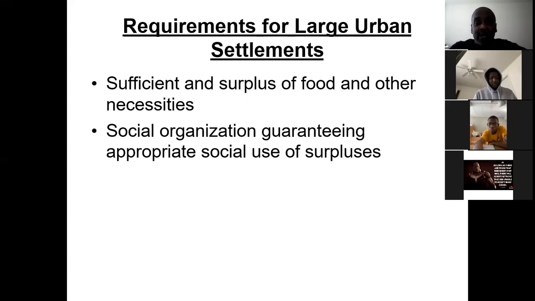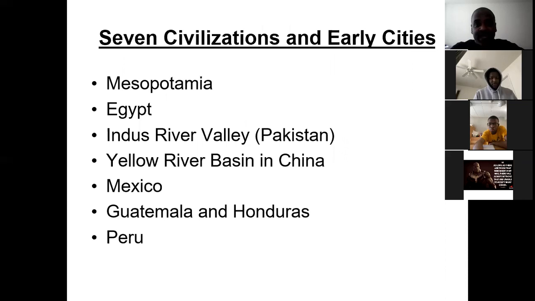So what do you think is unique about places like Mesopotamia, Egypt, the Yellow River Basin in China? These were the first major cities. How did they become cities in the first place? I didn't hear you. So whenever you unmute yourself, give yourself a 2 to 3 second delay before you speak.